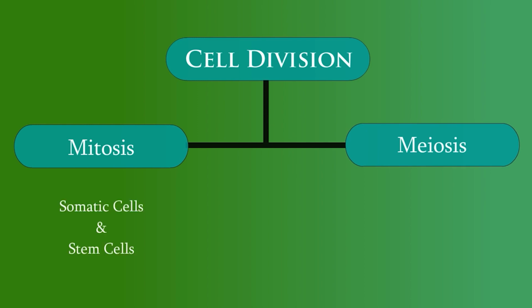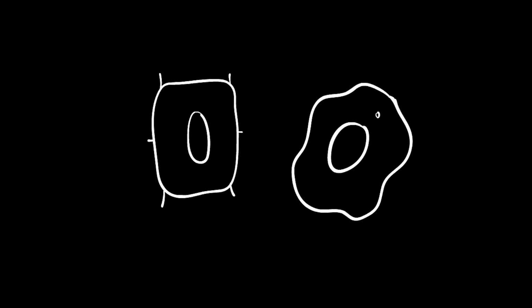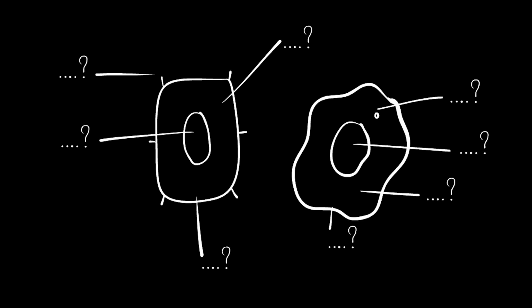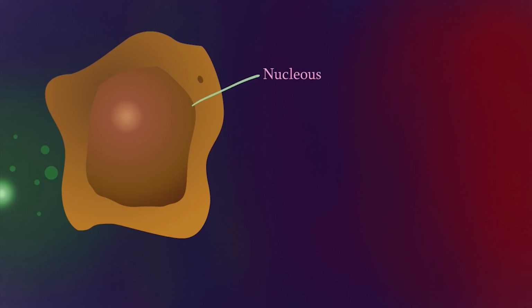Mitosis occurs in somatic cells and stem cells of the body, whereas meiosis occurs in germ cells. Before the study of cell division, we should know the structural organization of a cell that we have studied earlier. Each cell has a nucleus. Besides, other cell organelles are also present.